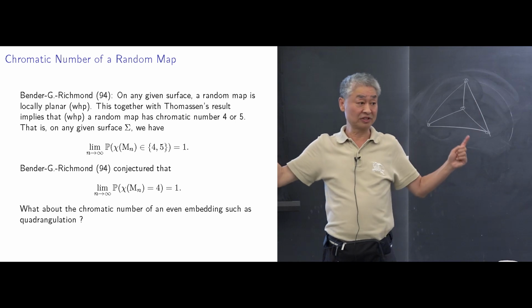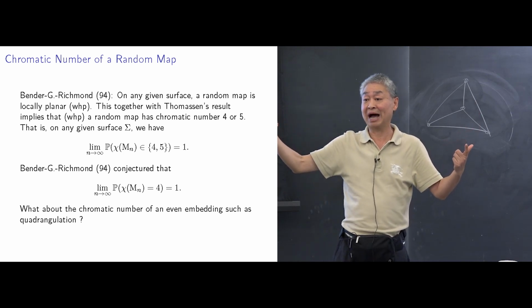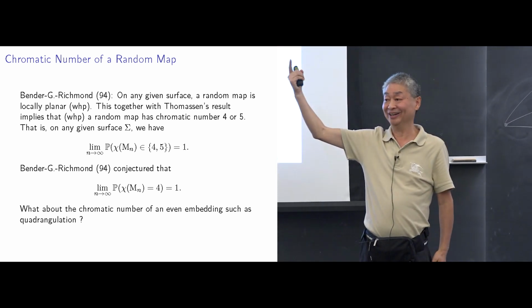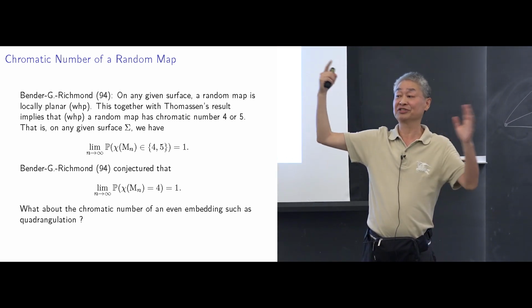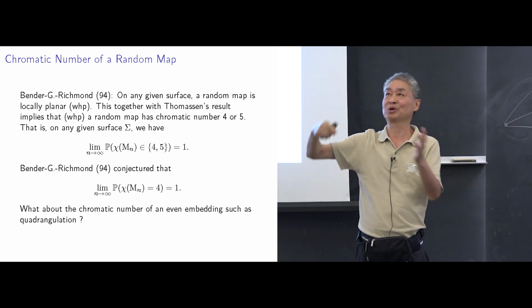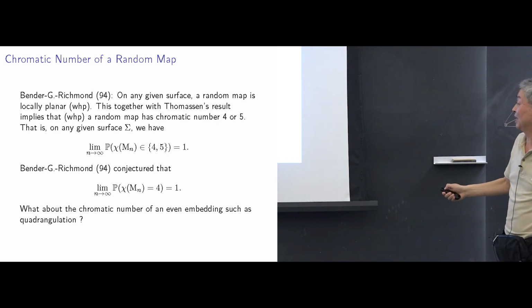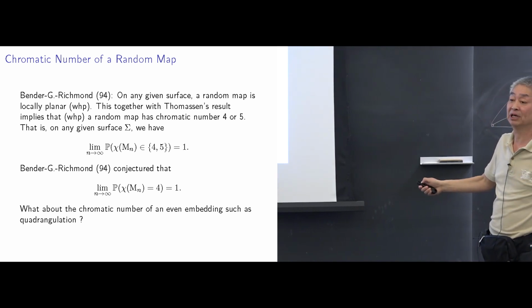Even though on a given surface, you may have some maps which require a very high number of colors to color, right? If the genus is very high, say 1 million, then you require square root of 1 million, that many colors, huge. But if you look at a random map, 5 is the upper bound.